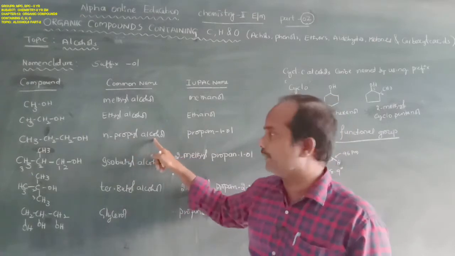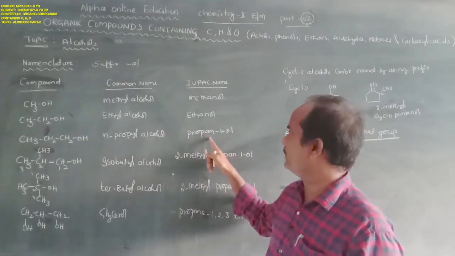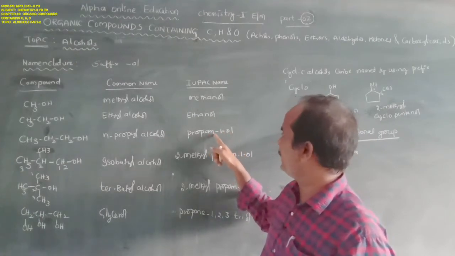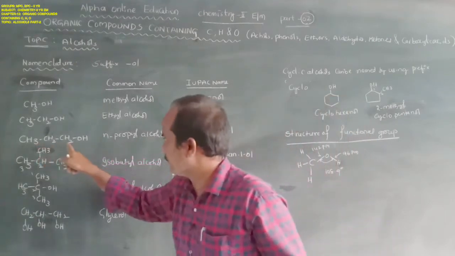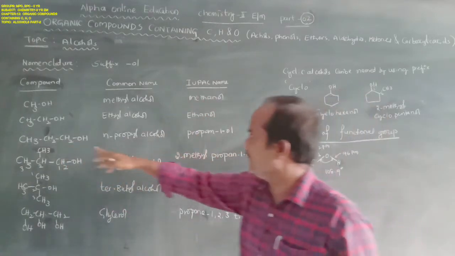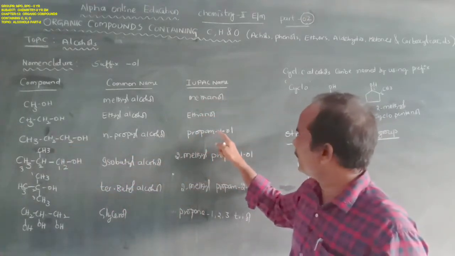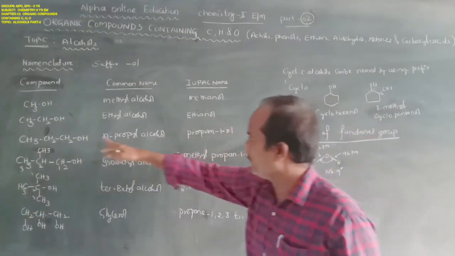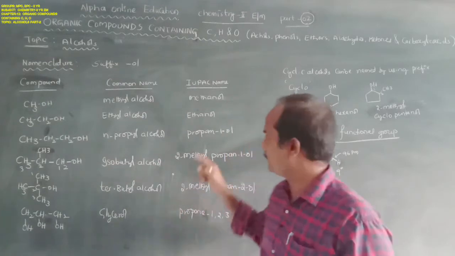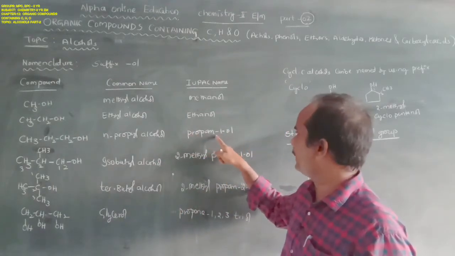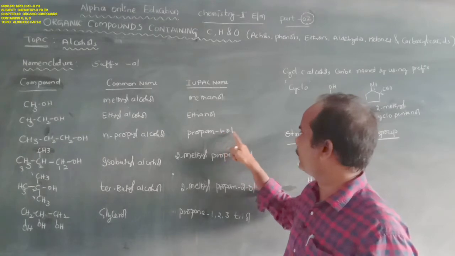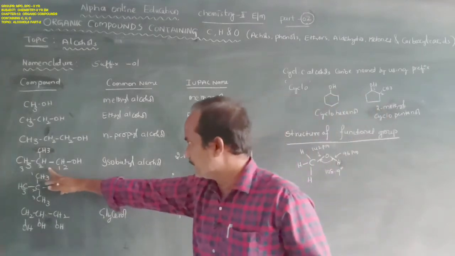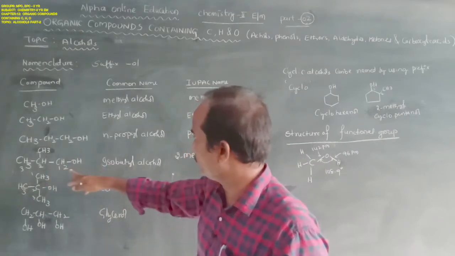The common name is n-propyl alcohol. The IUPAC name is propan-1-ol. Three carbon atoms linked with single bonds give propane, then the e is replaced by ol. The hydroxyl group is present on the first carbon, that's why propan-1-ol. Next one is isobutyl alcohol.